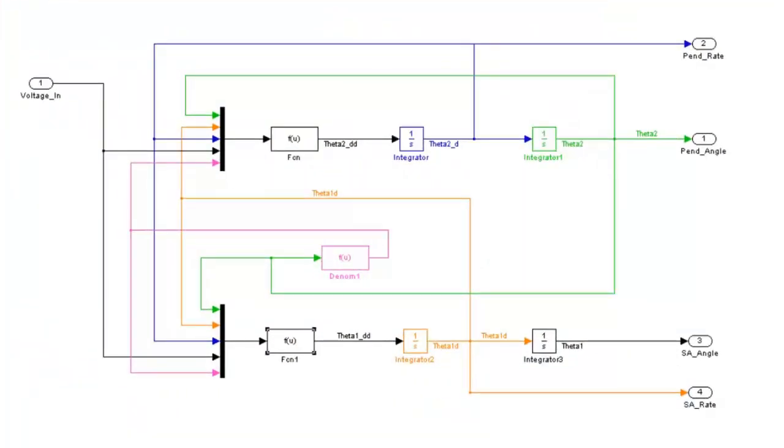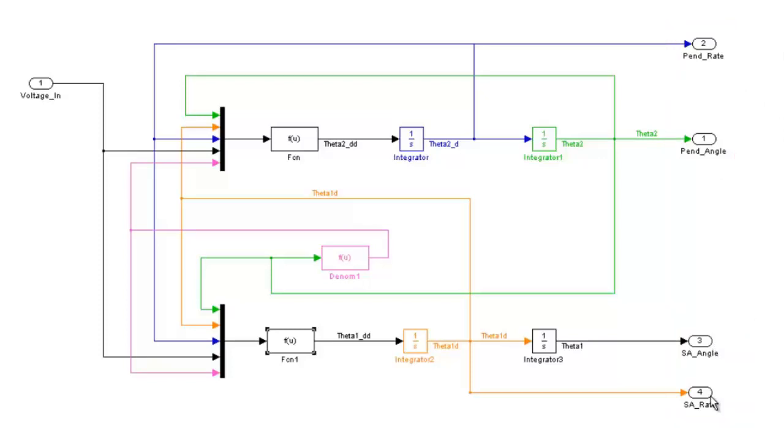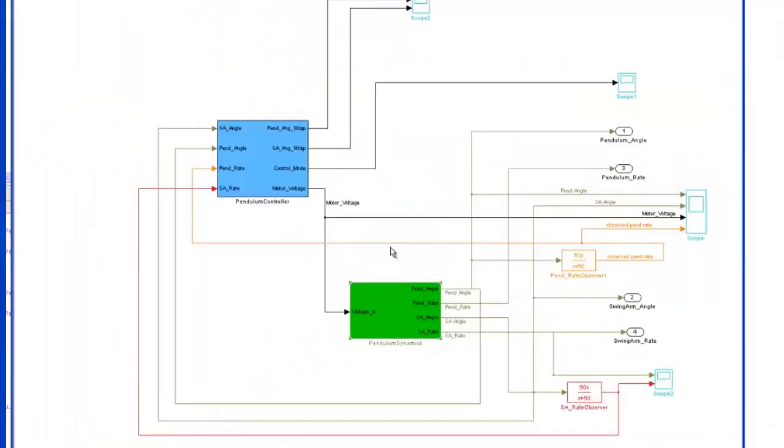This Matlab Simulink subsystem implements the differential equations that we derived for our plant. The motor voltage is the input to this system, and the outputs are the pendulum rate, the pendulum angle, the swing arm angle, and the swing arm rate. Both the pendulum acceleration and the swing arm acceleration are functions of the pendulum angle, the swing arm rate, the pendulum rate, the motor voltage in, and this denominator term over here.